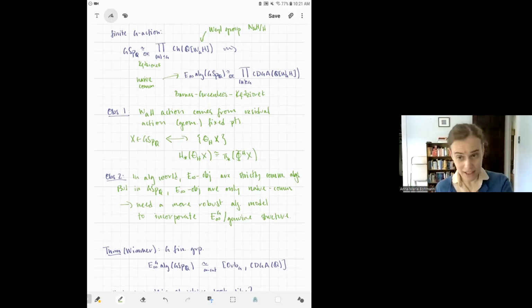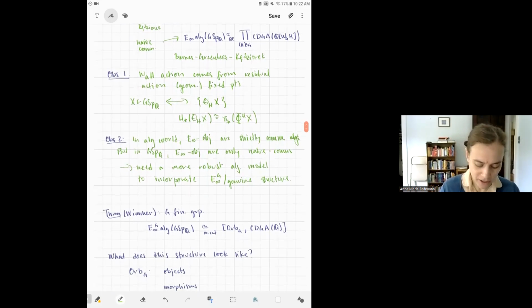So this is actually a very nice generalization of the Barnes-Greenlees-Shipley result. It refines their result, even though it doesn't quite look like it to begin with. So I first want to explain that this is the algebraic model we're going to look at, and what does this actually look like? What does it really mean to have a functor from the orbit category to CDGAs over Q? What does the structure look like?